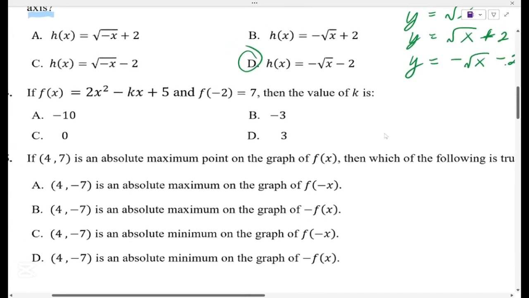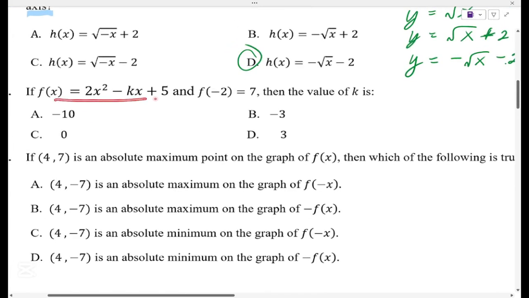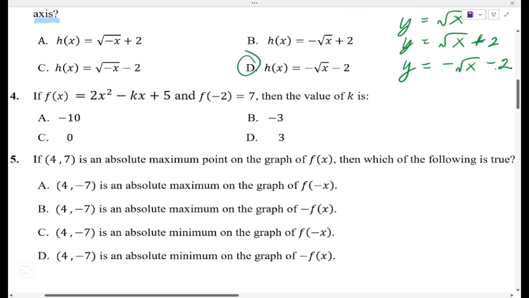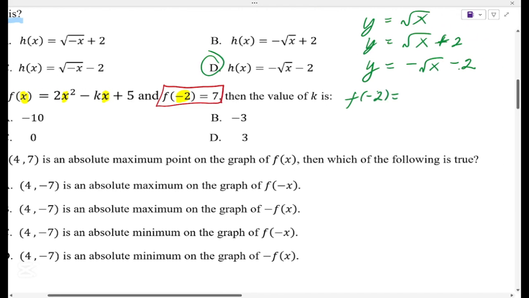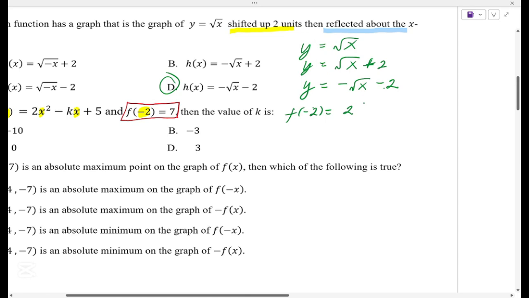Then for number 4, this is the given function and f of negative 2 is equal to 7, then find the value of k. Here we will use the evaluation of the function by placing negative 2 in x of the function f. So we will have f of negative 2 is equal to 2 times negative 2 squared minus k times negative 2 added by 5. And then let us simplify this.